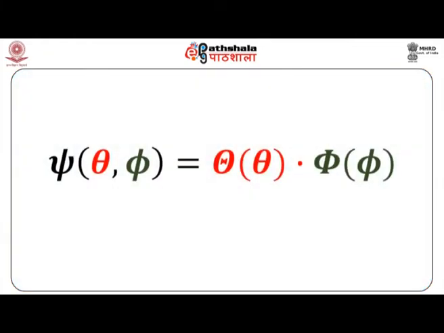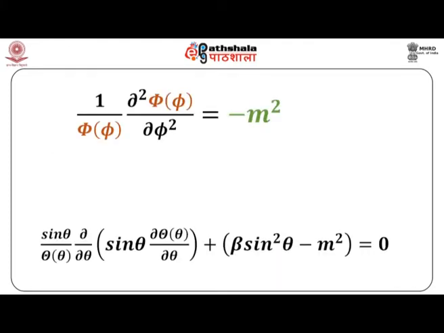As we have already seen, the total wave function for a rigid rotator in terms of the polar coordinates theta and phi can be written as the product of Θ(θ) and Φ(φ). And we have also seen that the Schrödinger equation can be split into two equations. One was the phi equation. Here you can see the phi equation, which is 1 upon Φ(φ), d²Φ(φ) upon dφ² is equal to minus m².